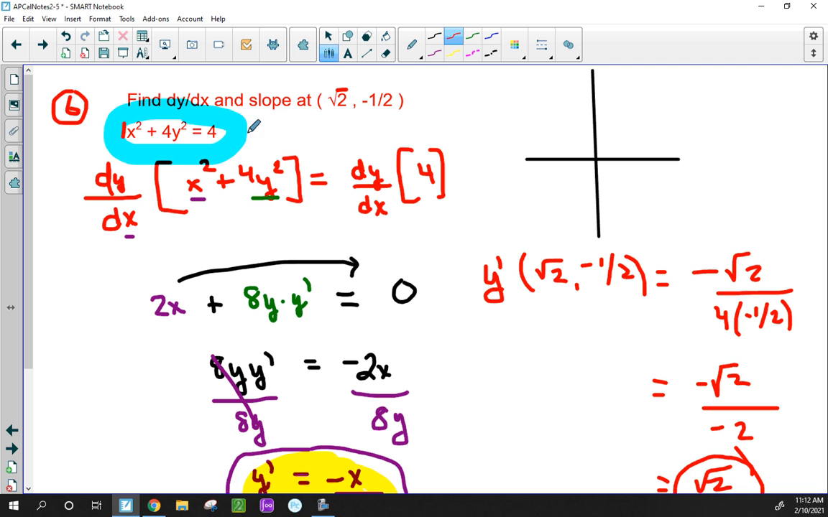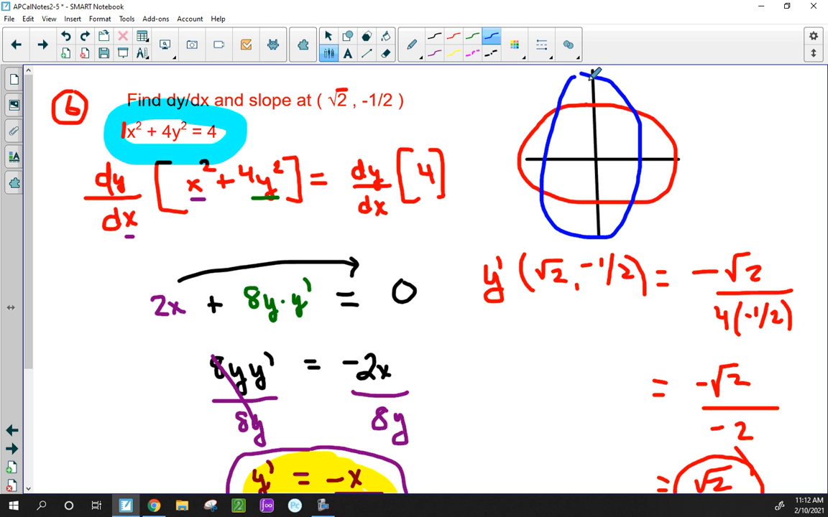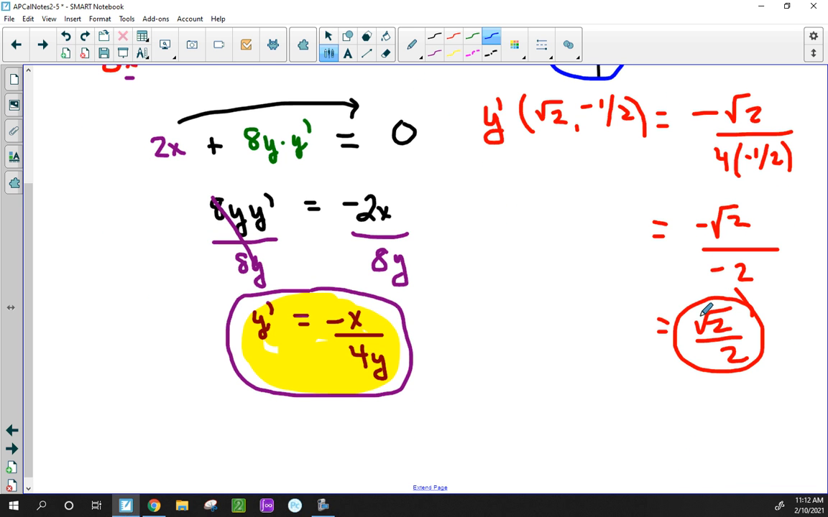Now, without getting into all the features of it and getting a good, perfect graph, remember an ellipse is a stretched circle. So it either could look like that, or it might look like this, like up and down. But in either case, at the point radical 2, which is roughly 1.14, comma negative 0.5, at that location, if I were to draw the tangent line, the slope would be this.